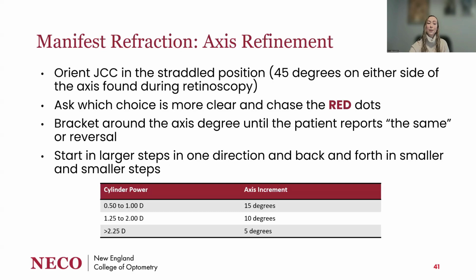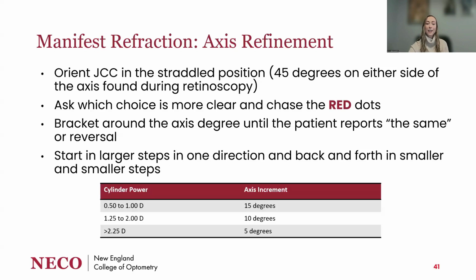For our axis refinement, you'll orient the JCC in the straddled position, which is 45 degrees on either side of the axis that you found during your retinoscopy, and you'll ask which choice is more clear. We want to chase the red dots here. We call it chasing the red. So when you show them axis 1 versus 2, if they choose axis 1 or choice 1, make sure that you orient your beam in the direction that the red dot is facing. You'll bracket around the preferred axis until the patient reports the same or has a slight reversal and toggles back and forth between two options.